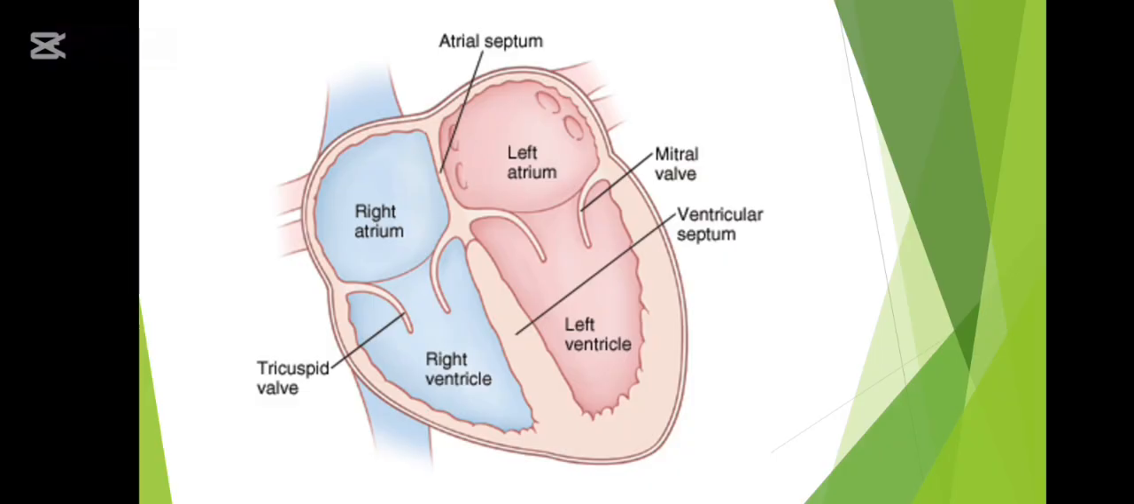What I was explaining about the four chambers of the heart: we have the 2 atria and the 2 ventricles. This side we are going to call the left side of the heart, which pumps oxygenated blood, and then we have the right side of the heart, which is responsible for pumping deoxygenated blood.